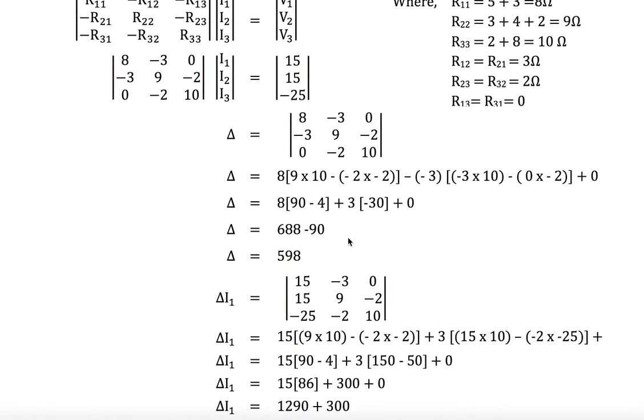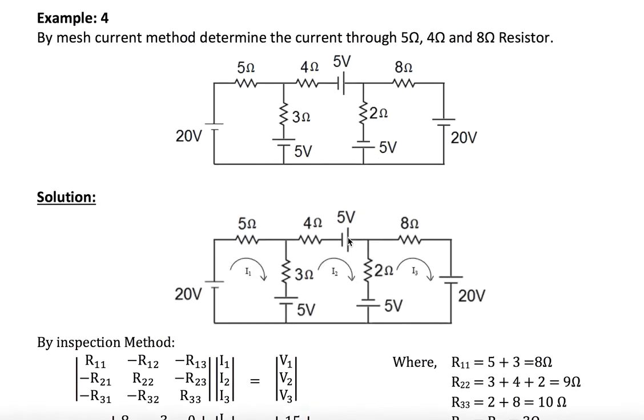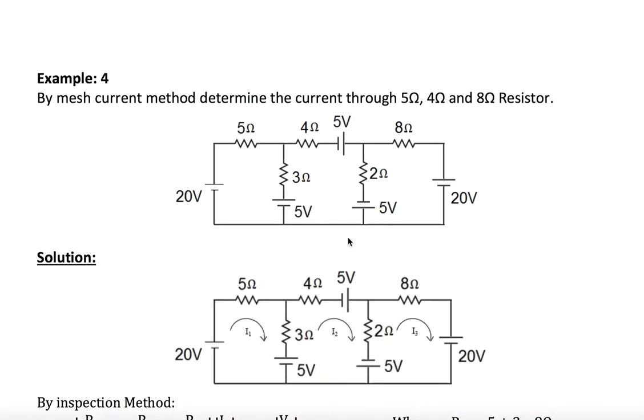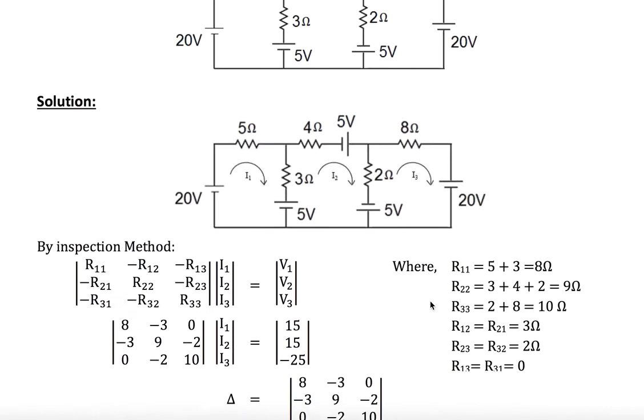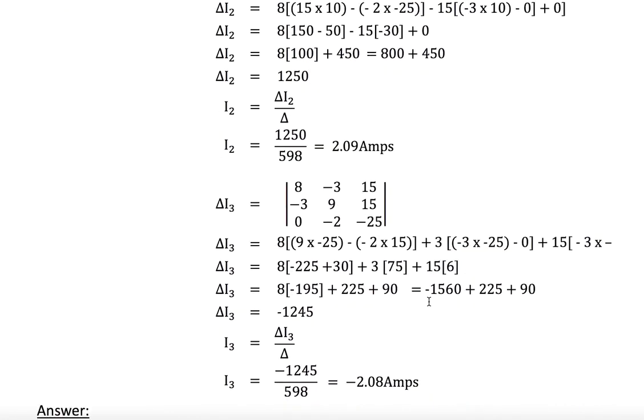Apply the method. Find I1, I2, I3. You need to find the current through 5 ohm. 5 ohm is I1. Current through 4 ohm is I2. 8 ohm is I3. That's it. I1, I2, I3 is the answer.